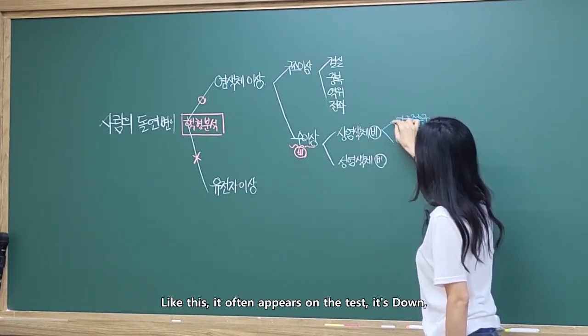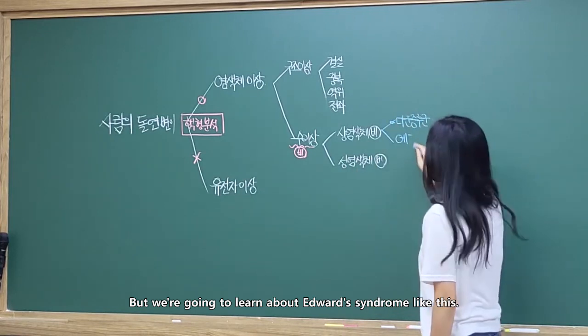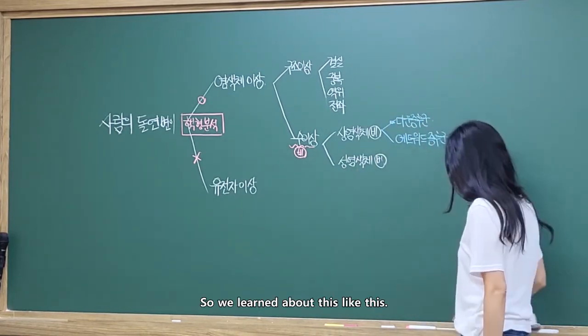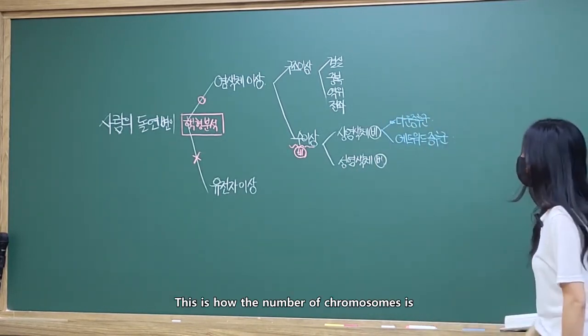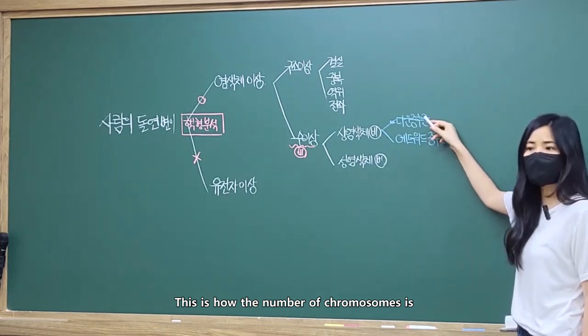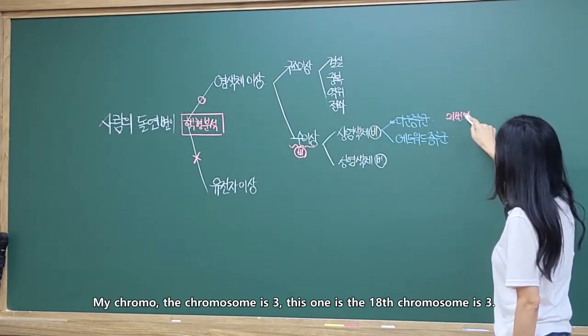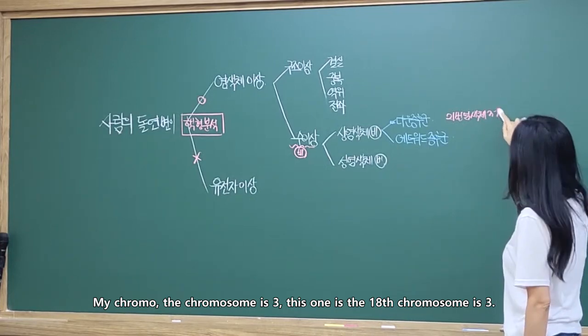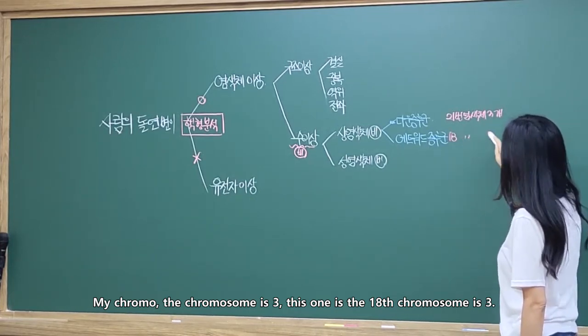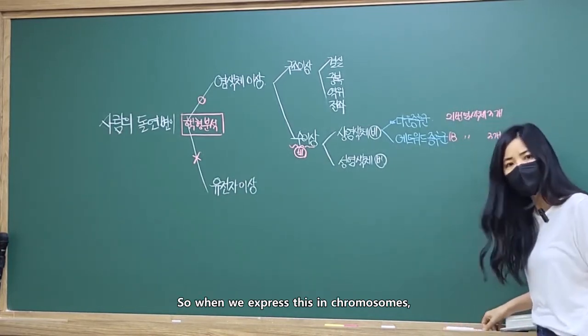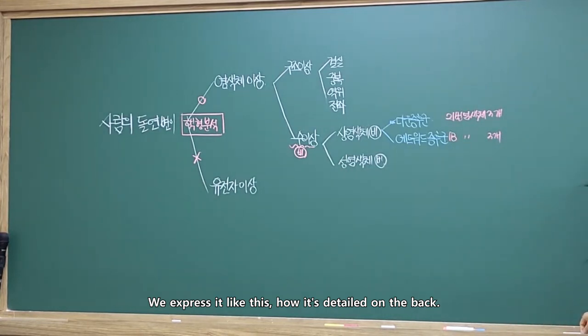Like this, it often appears on the test. It's Down, but we're going to learn about Edwards syndrome like this. So we learned about this like this. This is how the number of chromosomes is. What's abnormal about Down syndrome is that the 21st chromosome is 3. For this one, the 18th chromosome is 3. So when we express this in chromosomes, we express it like this, with details on the back.